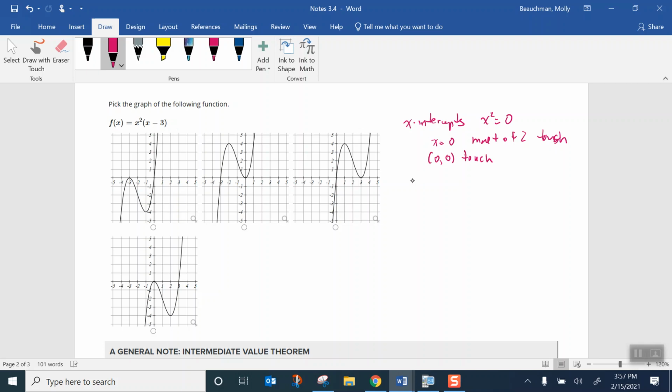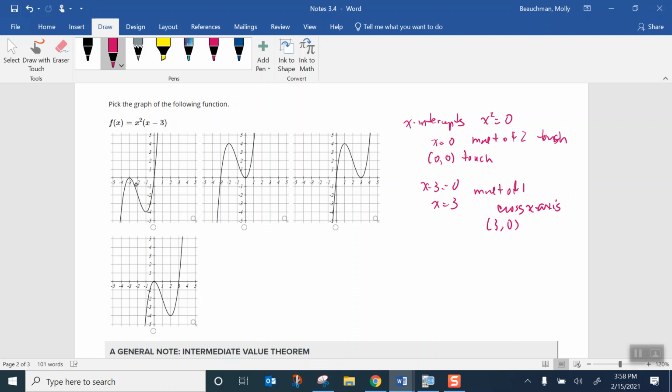Then we have x minus 3 equal to 0. x is equal to 3. This has multiplicity of 1. It's odd, so it's going to cross the x-axis at the point 3, 0. Okay, so 0, 0, and 3, 0.